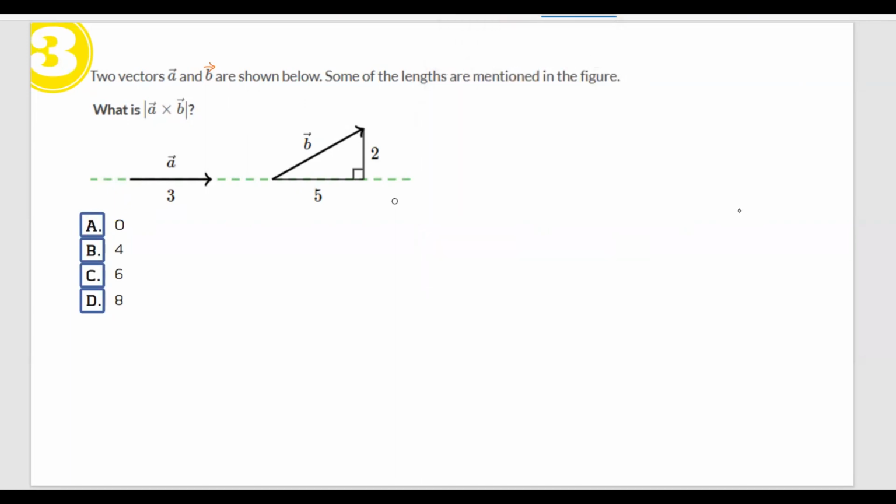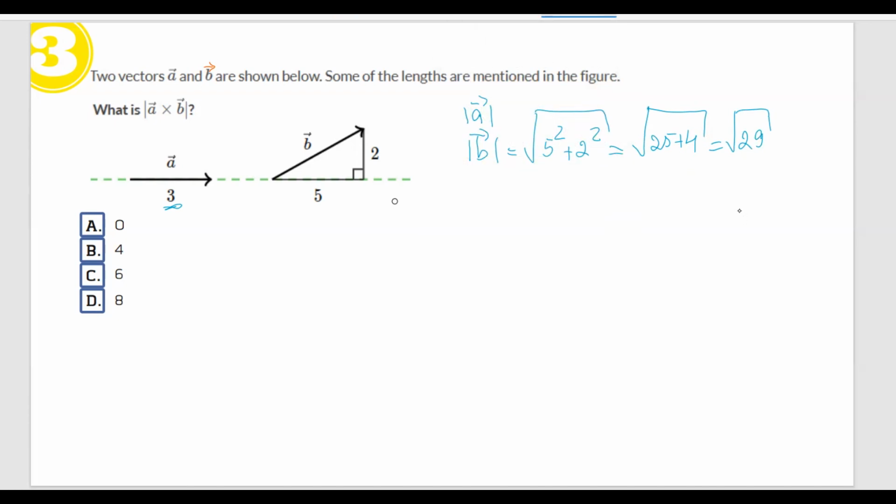Okay. So what are we given here? We are given the magnitude of the vector A, which is 3. So I'm going to write that down. We're also given that from this triangle, we can calculate B, right? We can use the Pythagorean theorem. So magnitude of B is going to be equal to the square root of 5 squared plus 2 squared. So I will get that B is equal to 25 plus 4, and I get that magnitude of B equals the square root of 29.